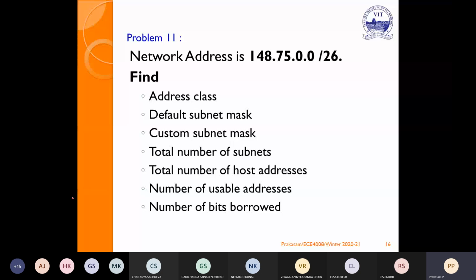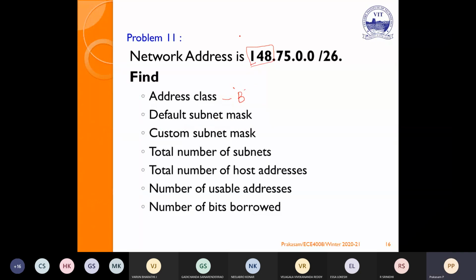So to find the address class, always you should look at the first byte. It is 148. This is which class? If it is 148, which class is this? Class B. So this is class B.